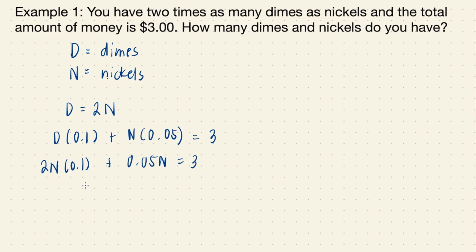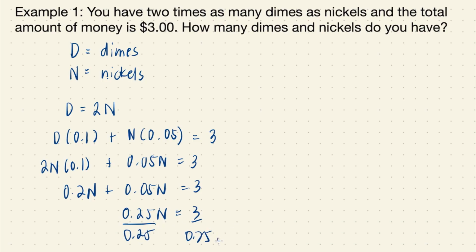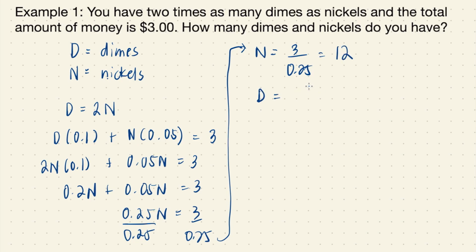Then you can simplify: you get 0.2n plus 0.05n is equal to 3. Combine like terms: 0.25n is equal to 3. Divide both sides by 0.25. So we have the number of nickels as 3 divided by 0.25, or 1/4, that is equal to 12. Your number of dimes is twice the number of nickels, so that's 12 times 2, which is 24. So that will be your answer.